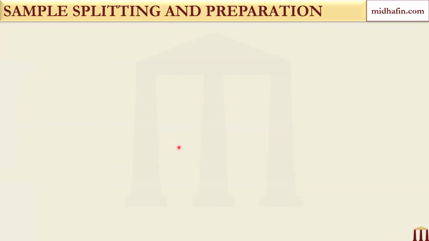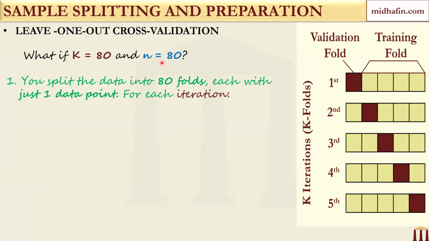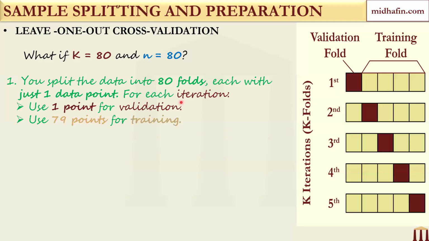Okay, now there is an extreme case over here, which is known as LOOCV, leave one out cross validation. In this case, K is equal to N. So if you have 80 data points, you have 80 folds. How does it work? You split the data into 80 folds, each with just one data point, and for each iteration, you use 1 point for validation, 79 for training. So every single point gets its turn to become the validation set exactly once.